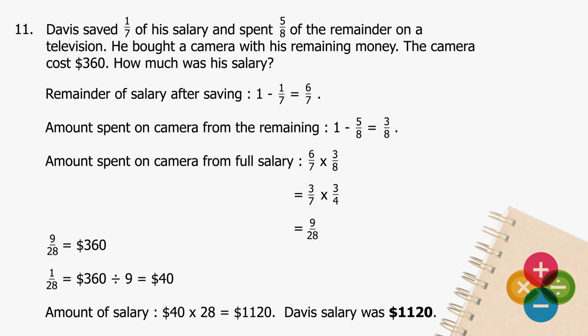9/28 is equal to $360. 1/28 will be: divide $360 by 9, and the quotient is $40. The amount of salary will be: multiply $40 by 28, and the product is $1,120. Davis' salary was $1,120.